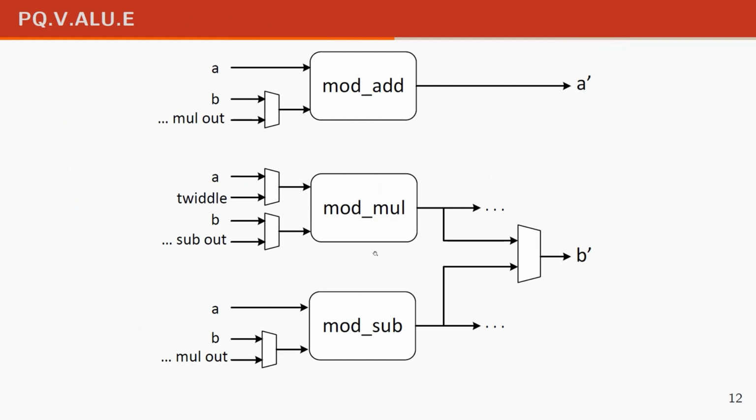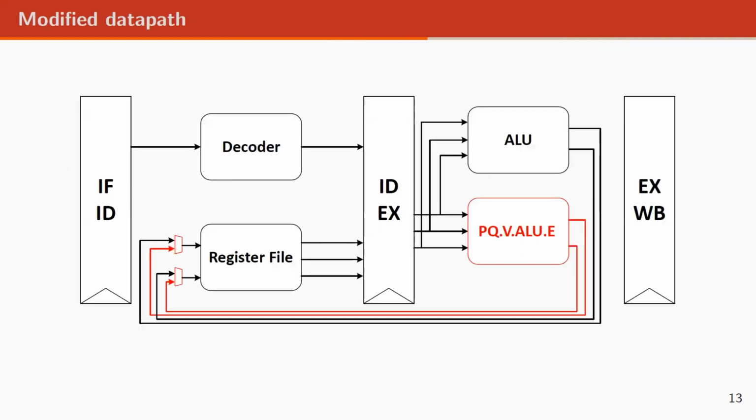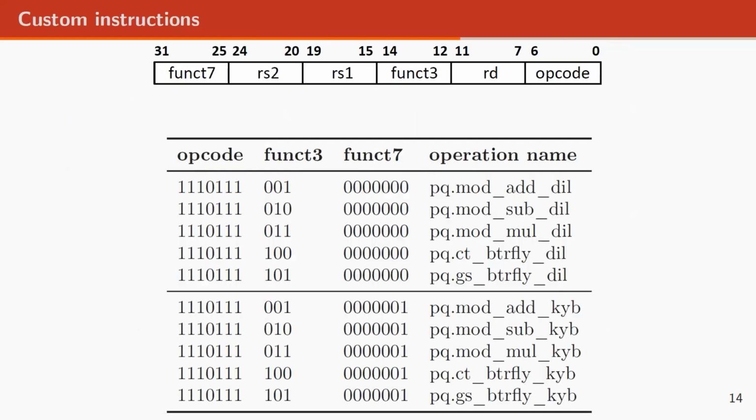And we also kept the initial operations, the modular addition, subtraction, and multiplication, as it was. So the data path now is like this. In one cycle, we can do the butterflies. In one cycle, we can do the modular operations. And we can have the overhead that we said.